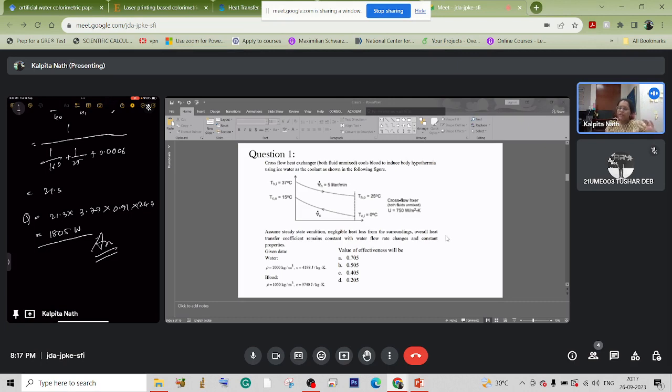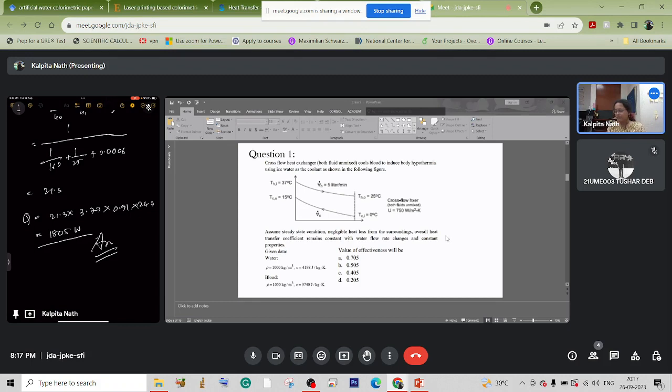So let me give you the roadmap for that. For effectiveness, what we need to find out is the actual heat transfer to the maximum heat transfer, right? For the maximum heat transfer, we need to know which of the heat capacities is minimum, and then we need to calculate the minimum heat capacity and the temperature difference between the hot fluid inlet and the cold fluid inlet. That is the maximum temperature difference.